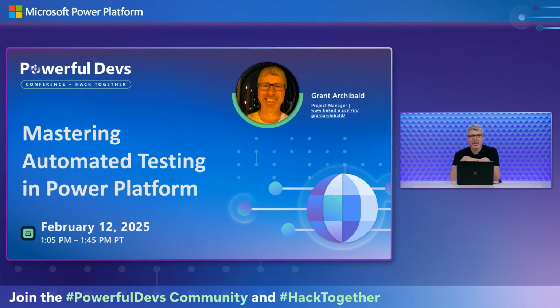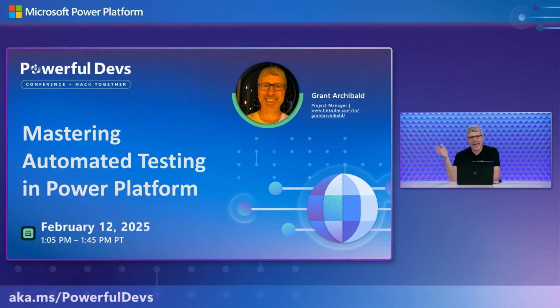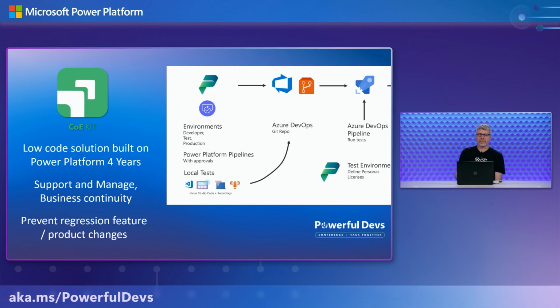So I'm Grant Archwood. I'm a program manager in the PowerCAT customer advisory team. And we're going to just go through looking at how testing can work inside the Power Platform. It's something that's kind of important to us. Like, I manage one of the things, the COE Starter Kit, which is a low-code framework that we give to our customers to enable them to go test and automate the platform.